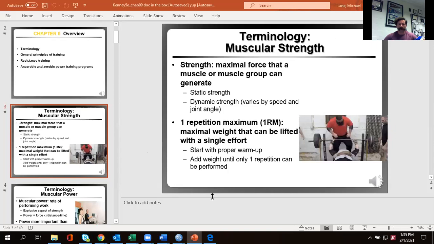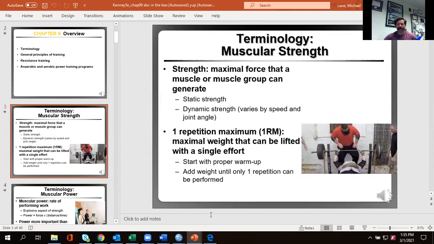And this is going to be how much force we can produce. This is going to be based upon one muscle group or a number of muscles, so we're doing a compound movement. This can be static, so an isometric, kind of like we do with the hand grip dynamometer, or obviously dynamic, like when you guys were doing your actual machine lifting. And then the one repetition maximum, that's just the highest load that you can lift with only one rep.